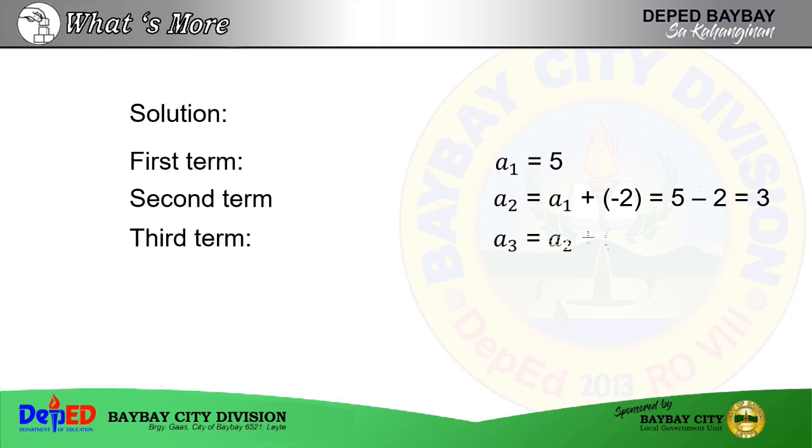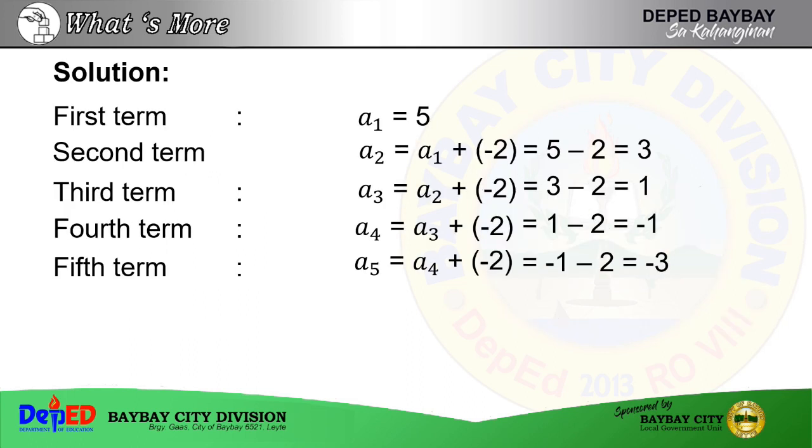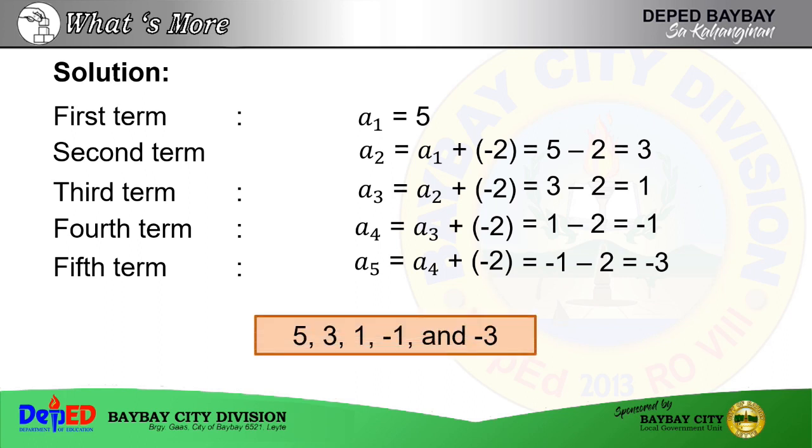For the third term, a sub 3 is equal to a sub 2 plus quantity negative 2, which is 3 minus 2 equals 1. Fourth term, a sub 4 is equal to a sub 3 plus quantity negative 2, which is 1 minus 2 equals negative 1. Fifth term, a sub 5 is equal to a sub 4 plus quantity negative 2, which is negative 1 minus 2 equals negative 3. So the first 5 terms of the sequence are 5, 3, 1, negative 1, and negative 3.